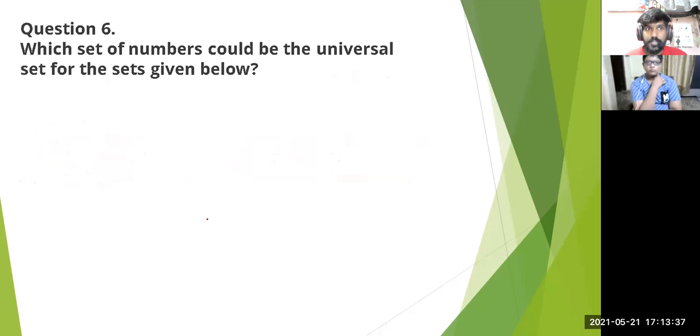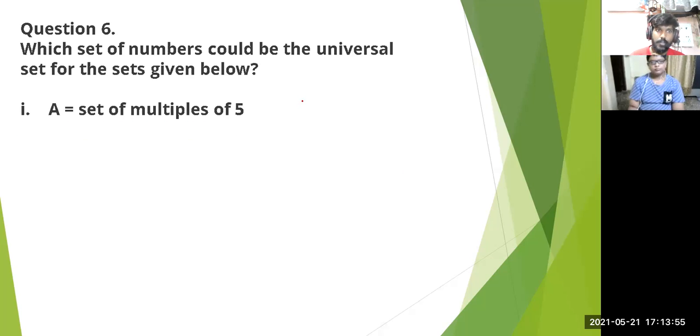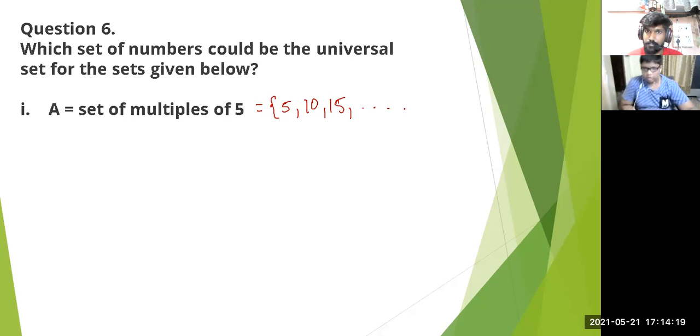Question number 6. Which set of numbers could be the universal set for the given sets below? Okay, so some sets will be given to you and you have to tell me what will be the universal set. The first one, A, is a set of multiples of 5. Okay, can you tell me what will be in this in listing method? Multiples of 5. Unmute yourself. 5, 10, 15, and dot dot dot.